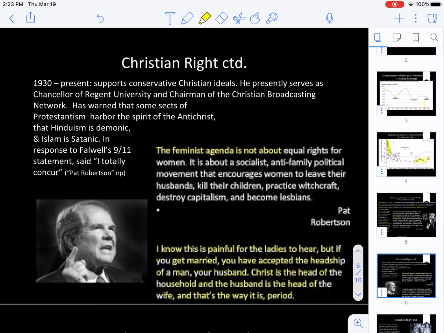So I'm going to read this quote here. I know this is painful for the ladies to hear, but if you get married, you have accepted the headship of a man, your husband. Christ is the head of the household. The husband is the head of the wife, and that's the way it is, period.